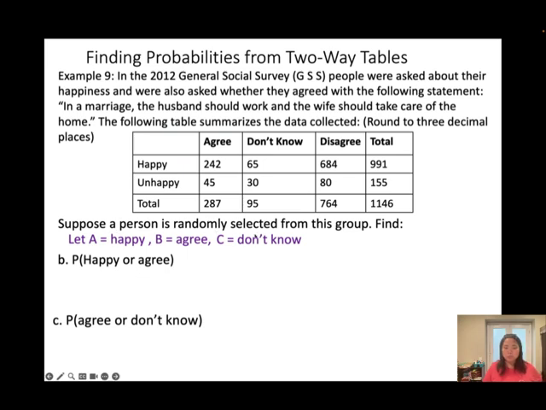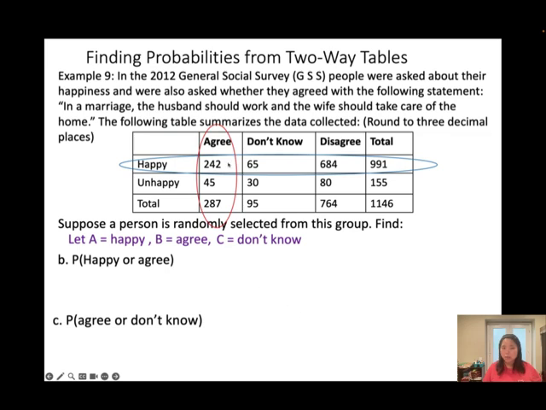Suppose a person is randomly selected from this group. We're going to let A be happy, B is agree, and C is going to be don't know. Find the probability that happy or agree. I would recommend you guys circle it if you have the table here. So this is my happy, and this is going to be agree.